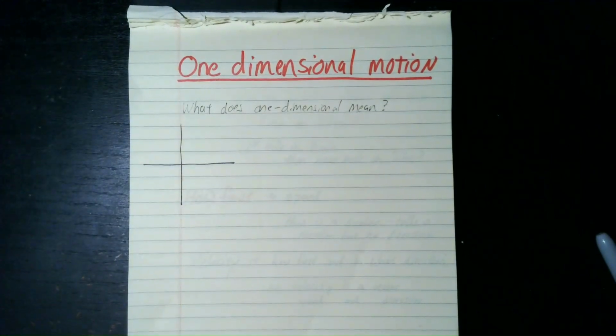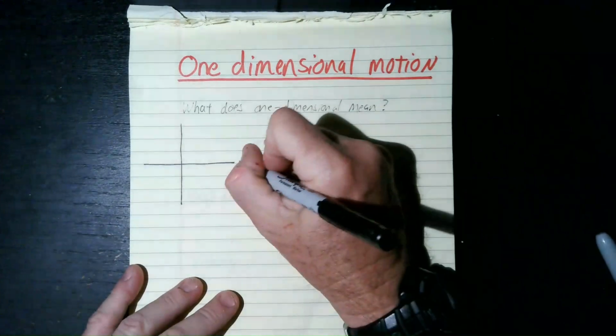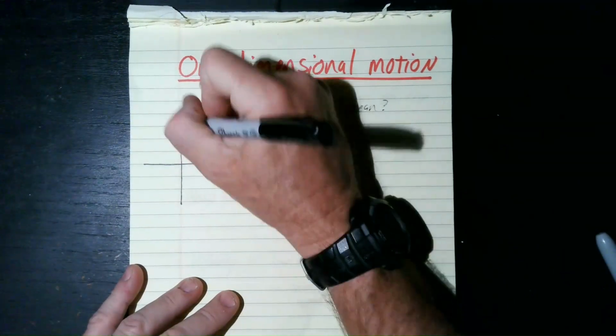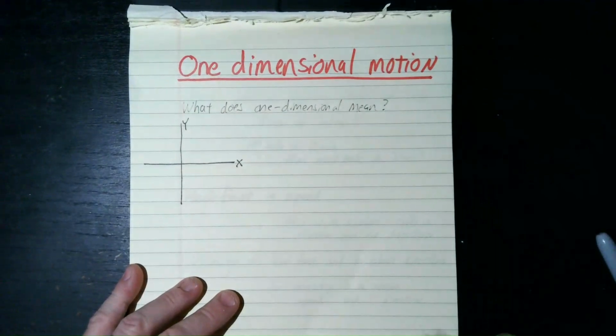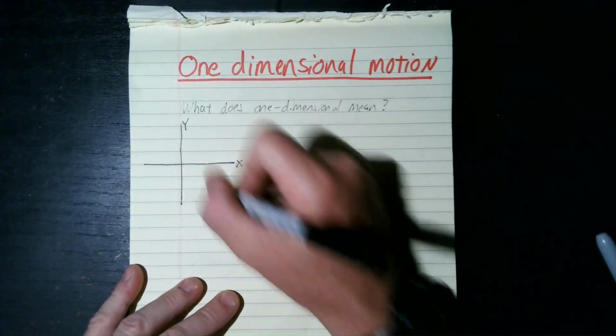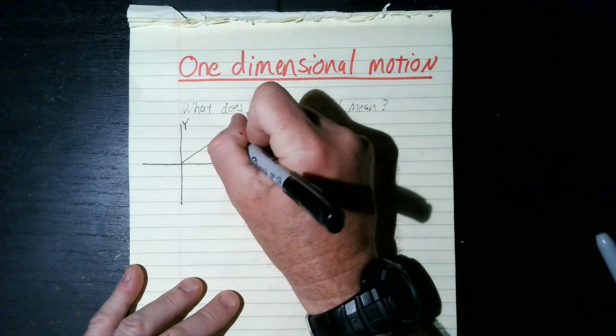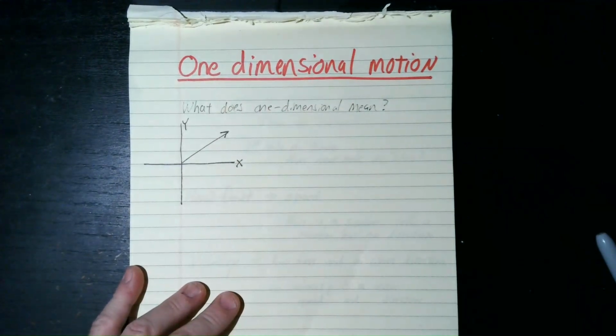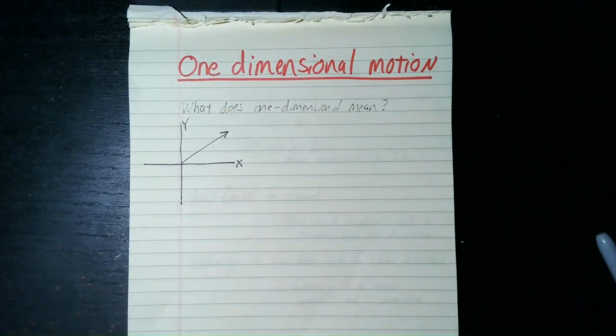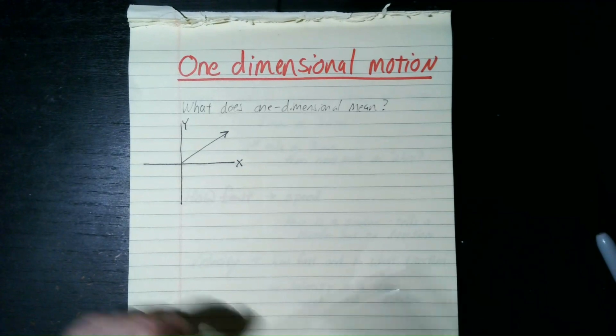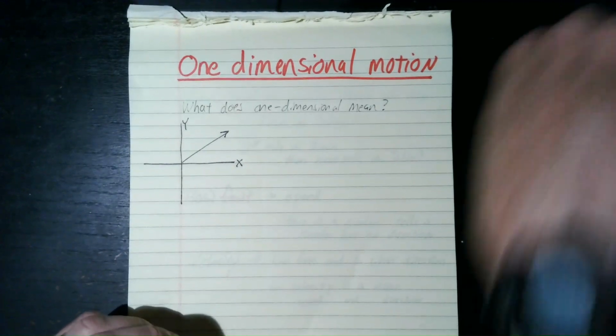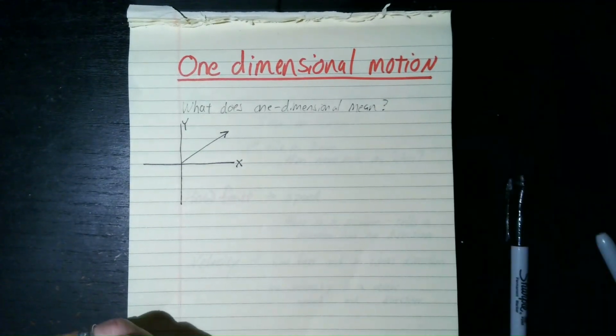So what does one-dimensional mean? Well, one dimension means it's only going in one direction, if you want to think about it that way. We have an X and a Y direction, and we've been talking about vectors that describe the motion of something like this. It is moving in X and Y together at the same time. That would be two-dimensional motion.